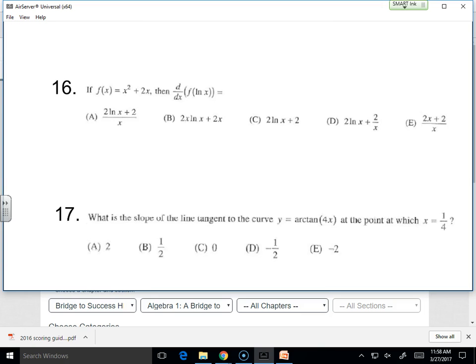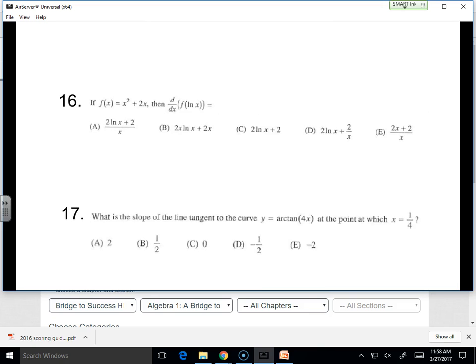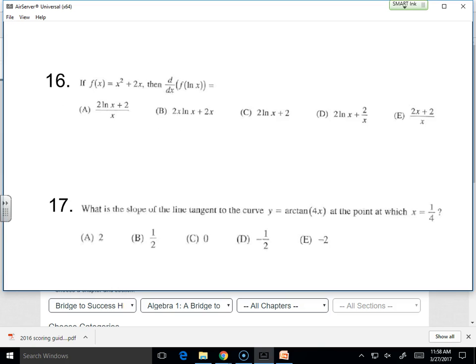Ooh, this looks fun. Number 16. What rule are they banking on you guys missing? f of ln x. How do we take the derivative? You gotta plug it in there, and then you gotta divide it. We could do that, or we can just do f prime of ln of x times 1 over x. Can we do that? Sure.